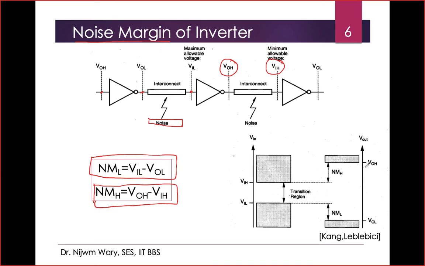Again here, we can see the output of the input inverter can be VOH, and this is the input of this stage inverter. So this difference is termed as the noise margin for the logic input high, like that. So VOH minus VIH.